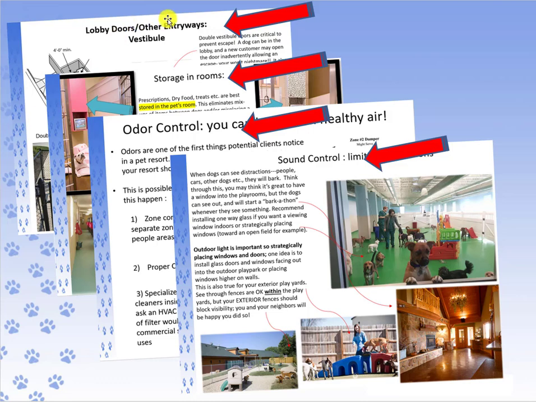Whether it be the right way to do lobby doors, entry vestibules in rooms, storage in rooms and storage around the facility, odor control. Odor control is a big thing. You don't want people to come into your pet resort and think it smells like a kennel. You want it to smell clean. Well, there's a number of different ways to get that done, a number of different steps, and we lay it all out for you very clearly. Similarly with sound control. You don't want your pet resort loud and dogs barking constantly. And there's a lot of different things that can be done to limit that.